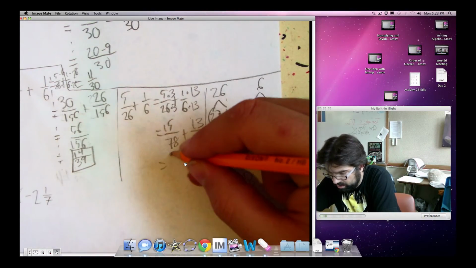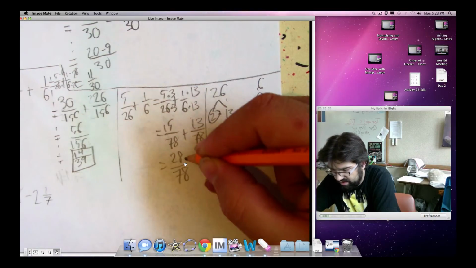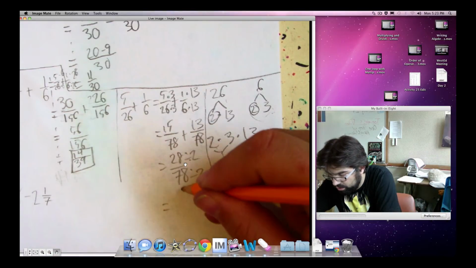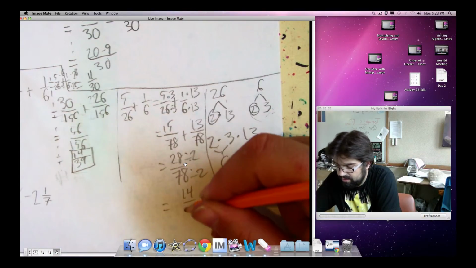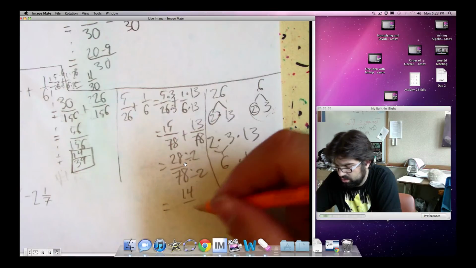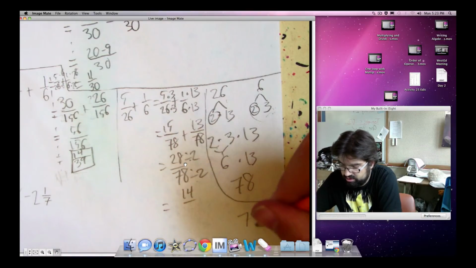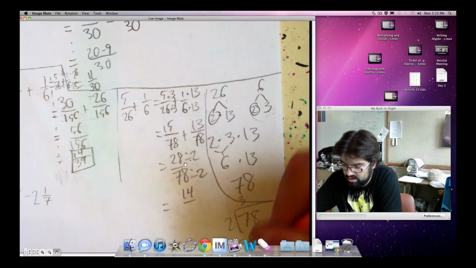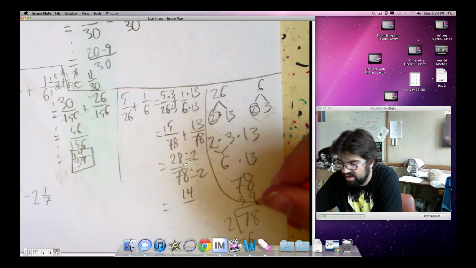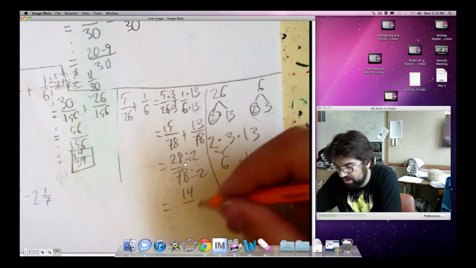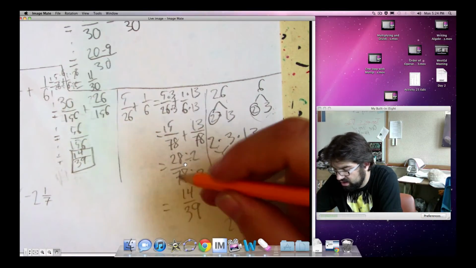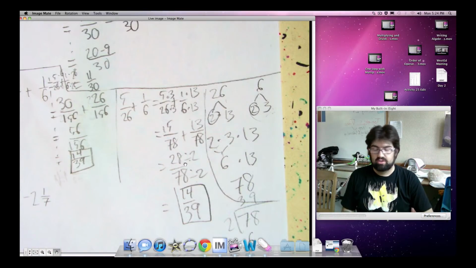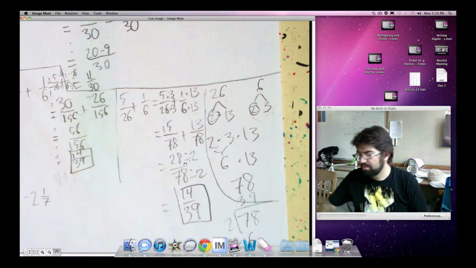15 plus 13 is 28, divided by 78. Divide top and bottom by 2 because they are both even. 14 over, let's see, 78 divided by 2. Let's go and just do that real quick. 2 goes into 7 3 times, minus 6, get a 1, 18. 2 goes into 18 9 times. And look, there's 39 again. Hey, look, 14 over 39. And we're done. That's the answer. Long-winded answer, I know.